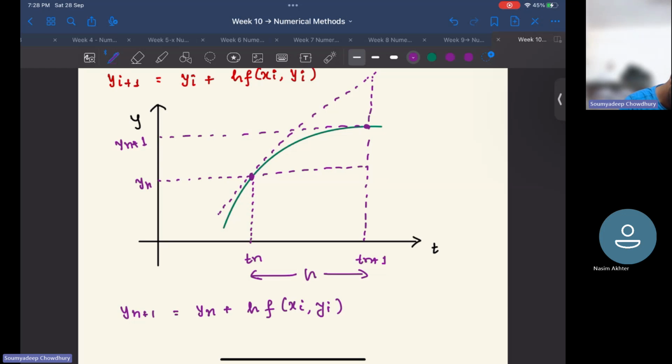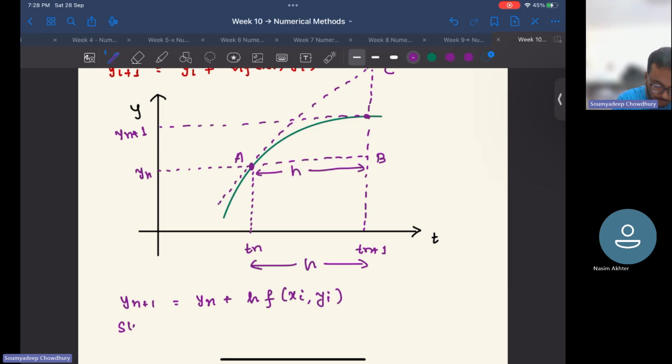This is the slope, and what is the value of this? If we see in this triangle A, B, C, this is h, right? And we know the slope of this AC. So what can we write? Let us assume the slope is f of xi comma yi, right? So we can write the slope as BC by AB. So what is BC here? This entire length is h multiplied by f of xi yi.